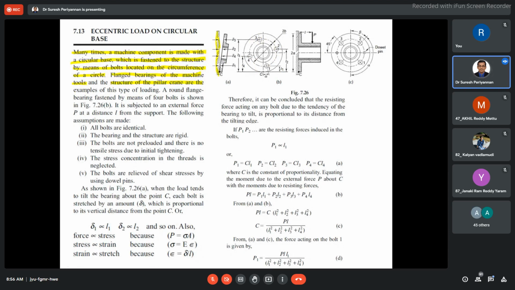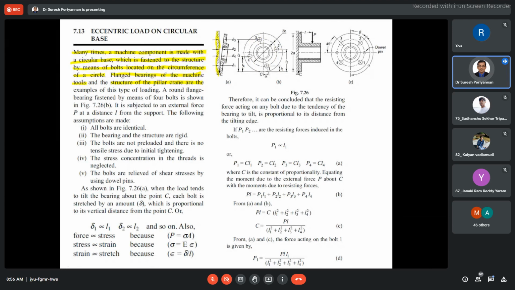One example is the flanged bearing of a machine tool. Another example is the structure of the pillar crane. You might have seen people making constructions with single-floor or multi-storey buildings. In this case, they are using a pillar crane.